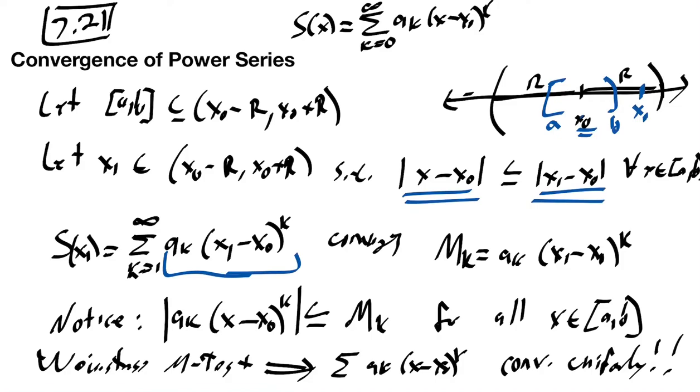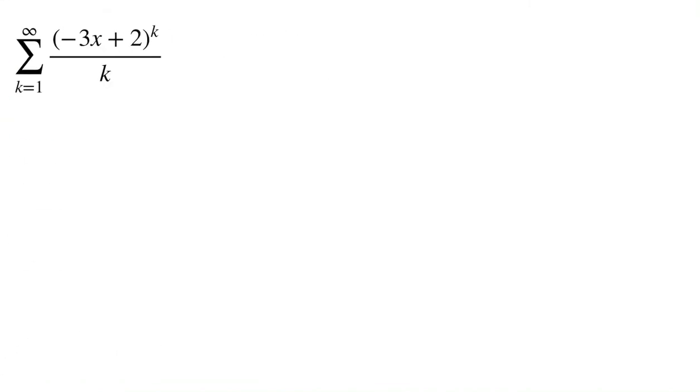All right, great. Well, this is great news because this means that power series converge uniformly on their radius of convergence. So as long as you're within their radius of convergence, they converge uniformly, and we're in business.